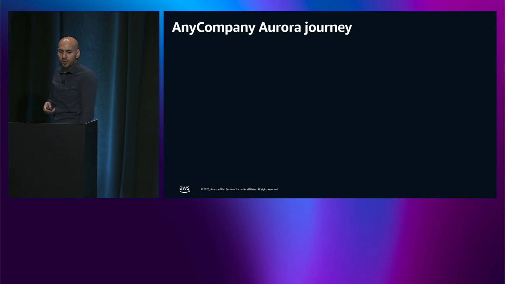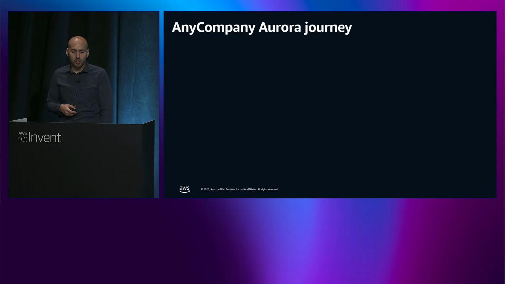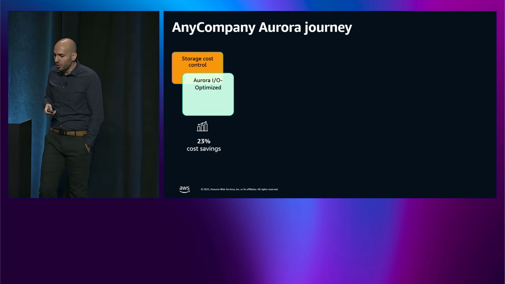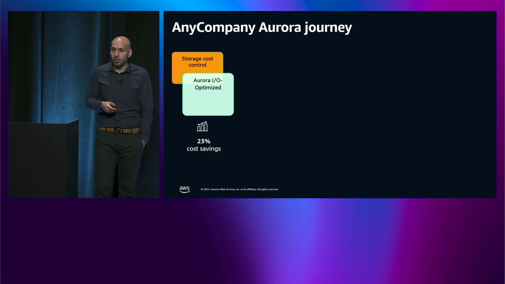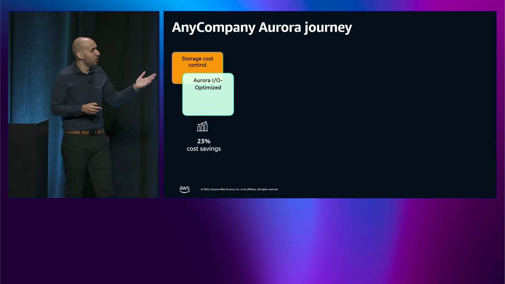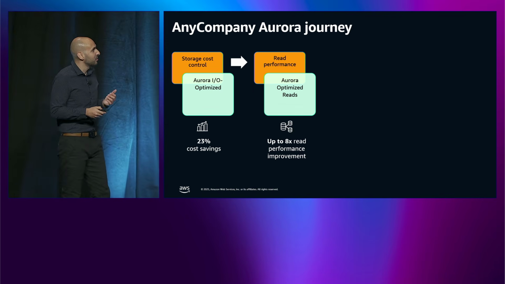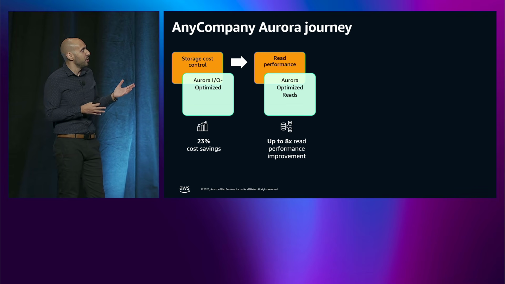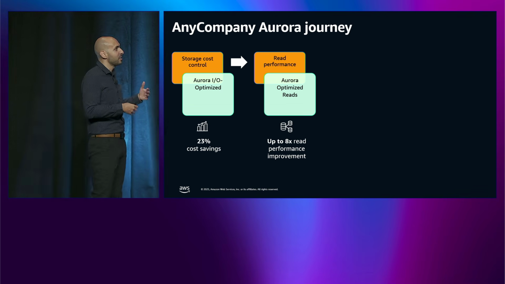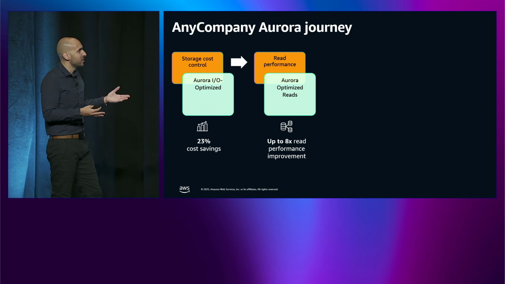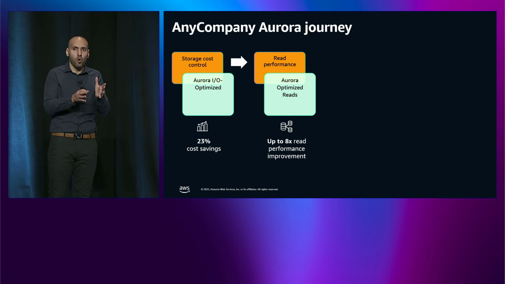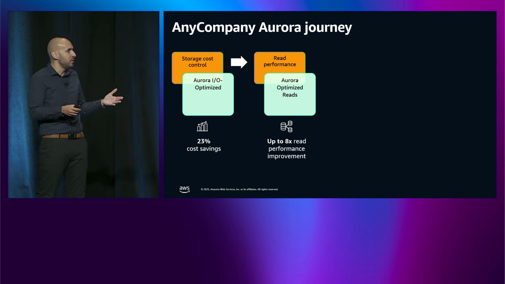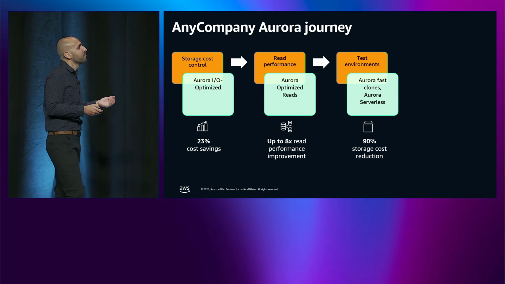So now I would like to reach the end of any company's Aurora storage journey and do a quick recap. We solved the challenge of cost control with storage by using IO-Optimized. That led us to 23% cost savings. We solved the issue of read performance by using Aurora Optimized Reads. That gave us up to 8 times read performance. We talked about the fact that Aurora has a tiered cache in addition to the temporary objects with the local NVMe SSD, and that's unique to Aurora.